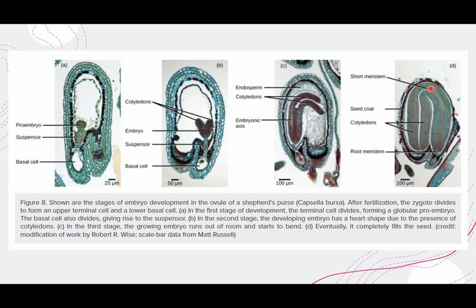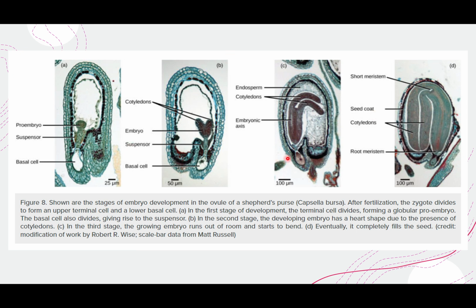Alright, so we're going to have a seed coat being formed. The outer layer of the ovule will harden to create the seed coat. Our top meristem there is where the plumule will come from, and then we have our root meristem right down here, which is where our radicle will be coming from.